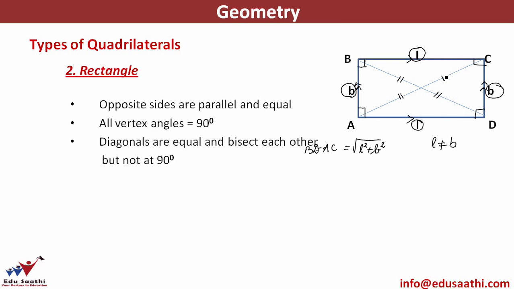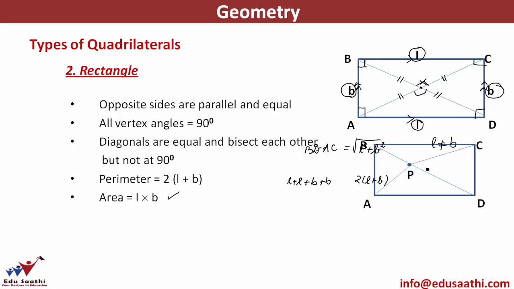All the lengths would be equal, but the diagonals do not bisect each other at 90 degrees. This angle is not 90 degrees, whereas in the case of a square, this angle was turning out to be 90 degrees. In order to find the perimeter, I'll add up all the sides: L plus B plus L plus B. I can take 2 common and derive the formula 2 times (L plus B) as the perimeter of a rectangle. The area of a rectangle would be given by length into width.